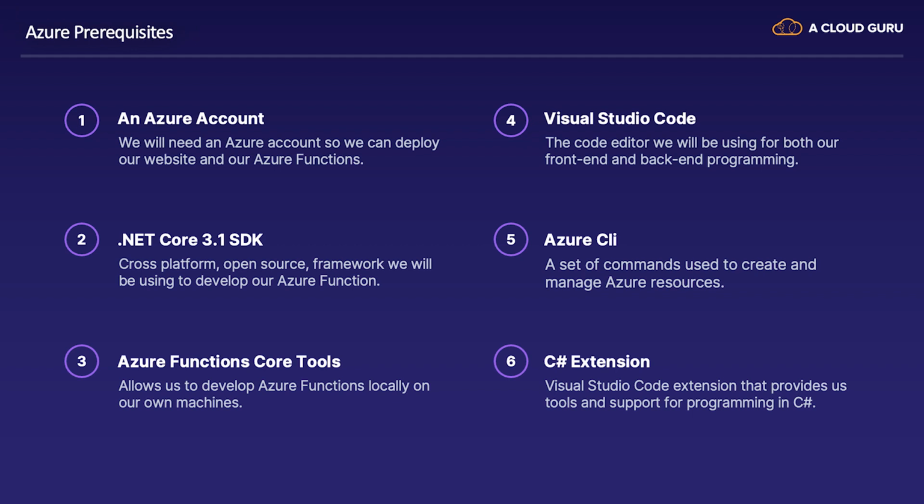Next, you're going to need Azure Functions Core Tools, which will allow us to develop Azure Functions locally on our own machines. And you're going to need some kind of text editor. Ideally, you'd be using Visual Studio Code because it provides some extensions like the C# extension and the Azure Functions extension. That just makes developing Azure Functions a lot easier locally. Then you're going to need the Azure CLI, which is a set of commands that we're going to be using to create and manage Azure resources. And finally, like I mentioned, you're going to need the C# extension, because that's the programming language we're going to be using to develop our Azure function.